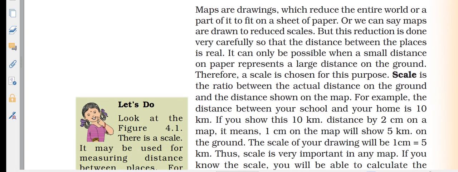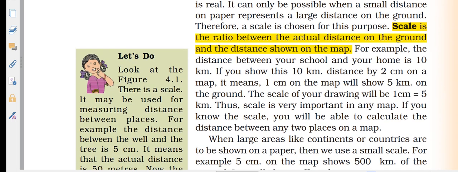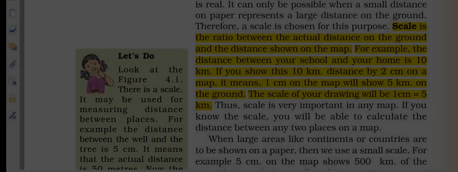Scale is the ratio between the actual distance on the ground and the distance shown on the map. Let's say the distance between your school and home is 10 kilometers. If you show this 10 kilometers by 2 centimeters on the map, it means 1 centimeter on the map shows 5 kilometers. So the scale of the drawing will be 1 centimeter is equal to 5 kilometers. This is the important one.